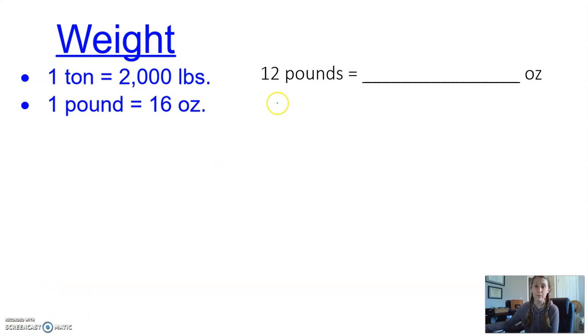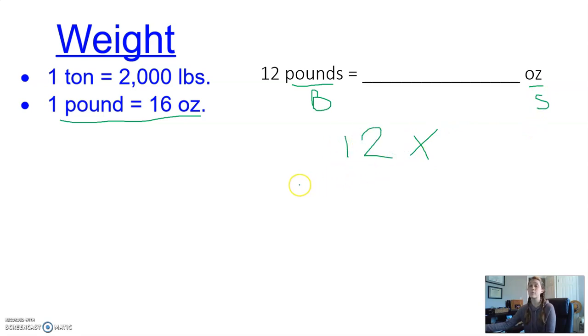We have 12 pounds and we want to convert that into ounces. We're going from pounds to ounces. Looking over here at our conversion chart, we see that it takes 16 ounces to make 1 pound. So pound is bigger. We're going from pound to ounces, big to small, multiply them all. We're going to take our 12 pounds and multiply by 16, because 16 ounces makes up 1 pound.